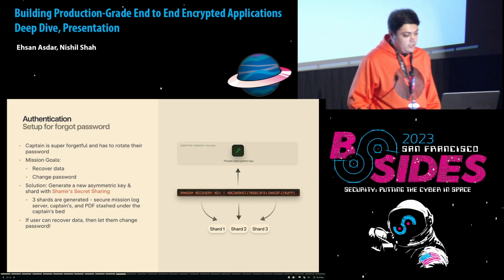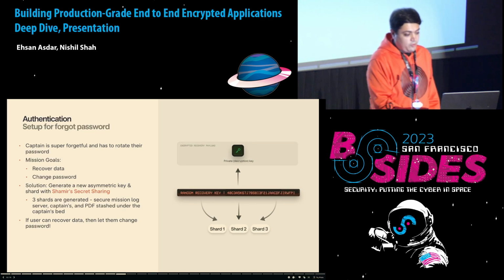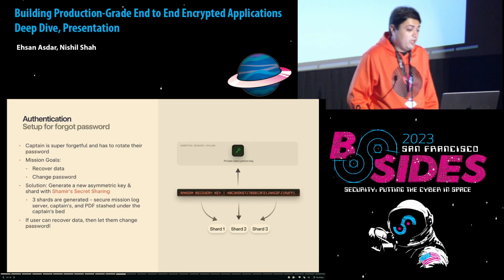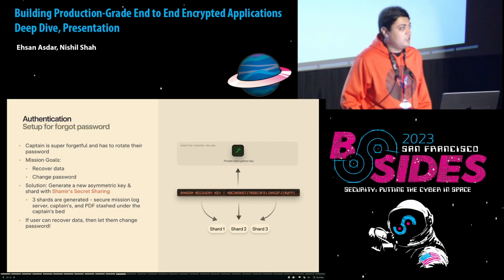And what we can do is be clever about how we give these shards and how the user can access them. So for example, we can store one on the captain's device. We can store another one as a PDF document the captain hides underneath their bed. And a third we can store maybe on the server, because again, only 2 are needed to reconstruct the private key.